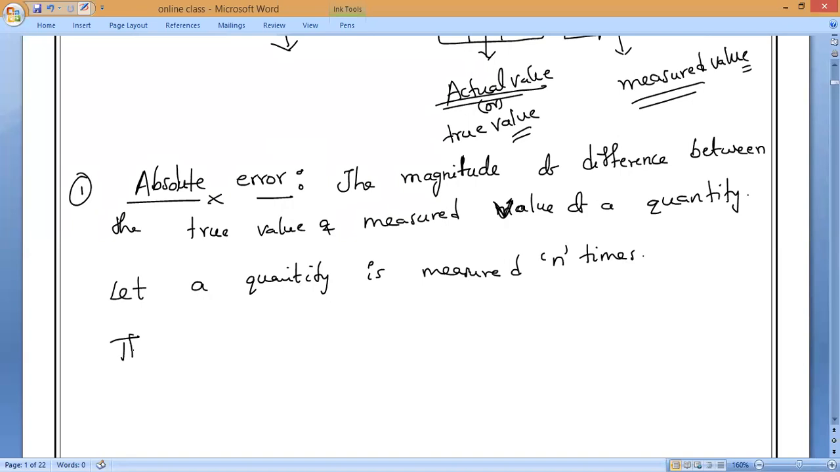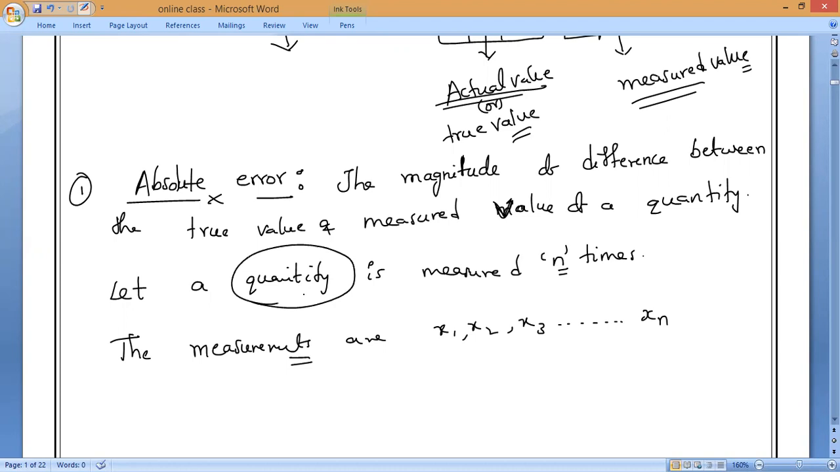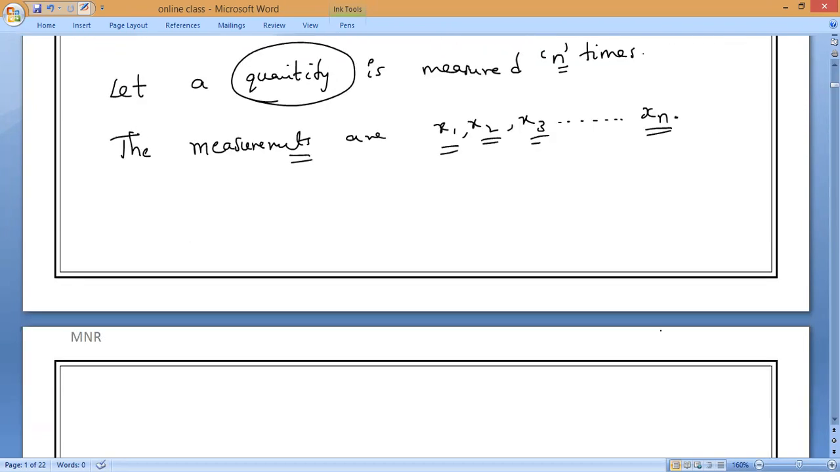Then the measurements are, observe very carefully, x1, x2, x3, and so on. How many times are we measuring? n times. Then what will come up? xn. So that is the measurements. I measured a particular quantity, I don't know what quantity it is, it is any physical quantity, n number of times. Then the measurements are: measurement 1 is x1, measurement 2 is x2, measurement 3 is x3. Like that, how many times did I measure? xn, n times.